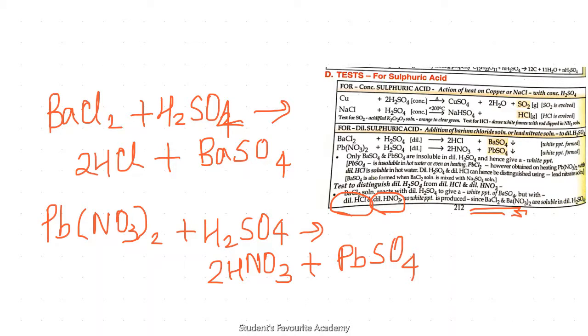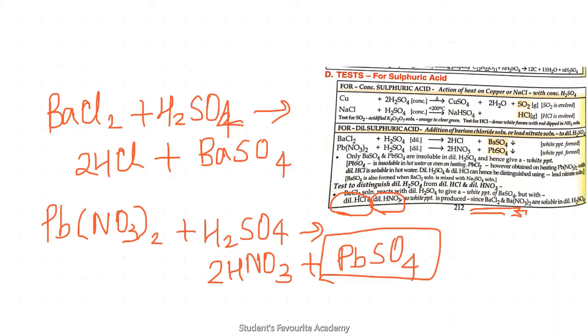Okay, so the PbSO4, children, is insoluble in hot water even if we heat it. But when we talk about PbCl2, which is formed upon reaction with HCl, along with Pb(NO3)2, that form is soluble in hot water. So this is also a test to distinguish between H2SO4 and HCl. These are the tests to distinguish H2SO4 from HCl and HNO3.